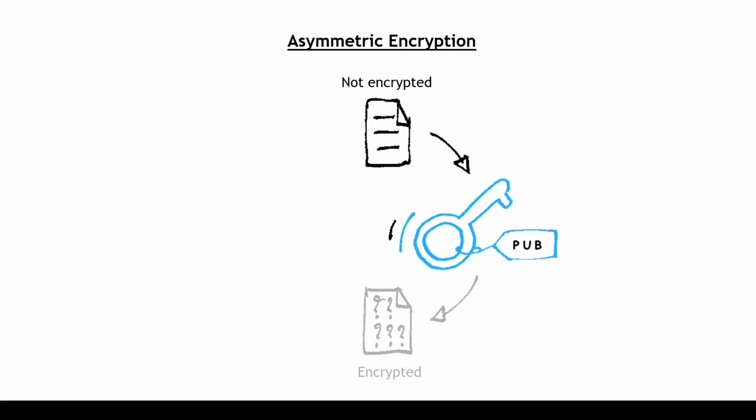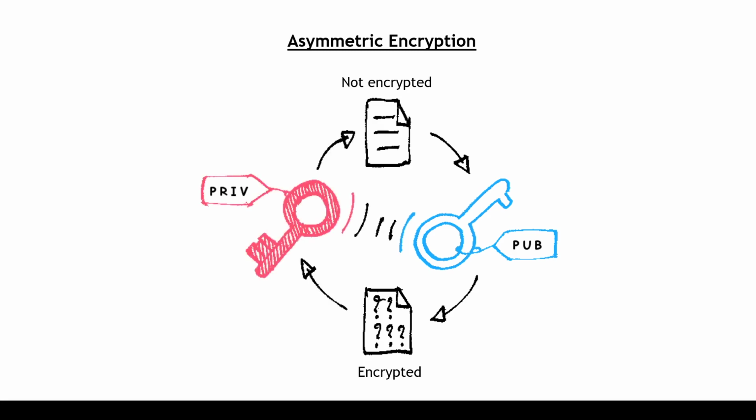If someone wants to send me a message, they'll encrypt it using my public key. This message can only be decrypted using my private key. Since I'm the only one with my private key, only I will be able to read this message.